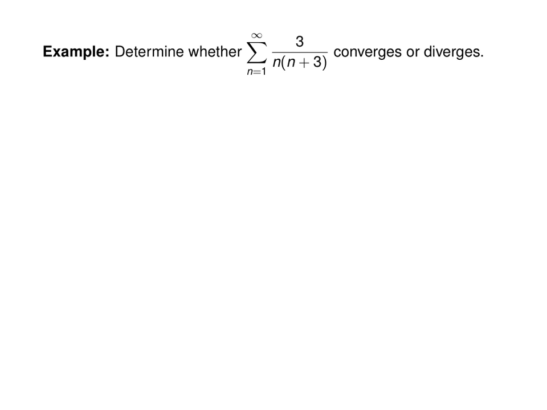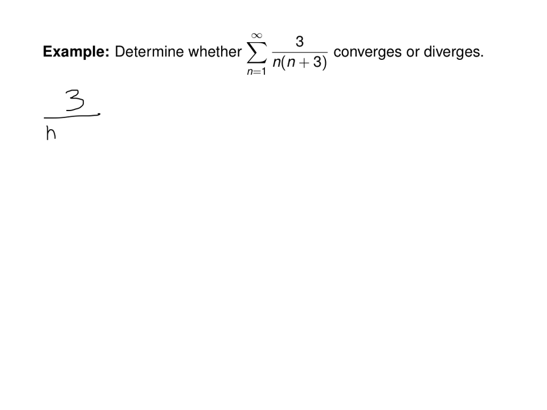And the final example is to determine whether this series converges or diverges. So technically you can do this lots of ways. You could use a limit comparison test, you could use a comparison test. This also happens to be a telescoping series, so let's do that one because we can actually find the exact sum. So the first thing we have to do is use partial fractions to break up the 3 over n times n plus 3. So let's do that here.